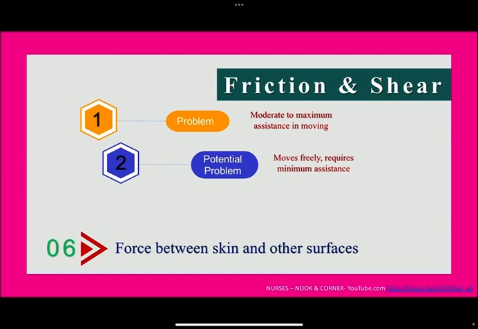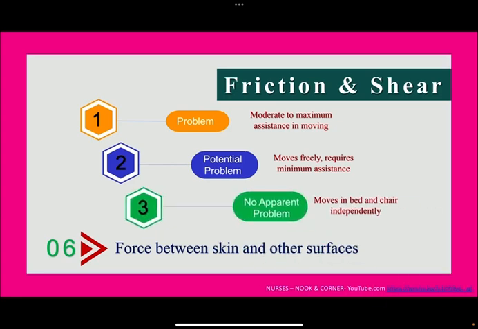If the patient has a potential problem, you'll grade him number 2. That means he moves freely but will have a problem later on, requiring minimum assistance from the nurse or a draw sheet, so you'll grade him number 2. The patient with no apparent problem, who moves in the bed and the chair independently by himself, we grade the patient number 3.